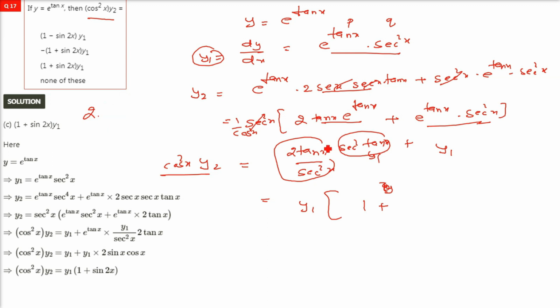So 2 tan x will be sine by cos, and cos square if it goes, sec square if it goes up, it is cos square. So you can just cancel this. 2 sin theta cos theta is sine 2 theta. So it will be sine 2x. So you can write it as sine 2x. You have y2 cos square x is required on the left, so right will be y1 into 1 plus sine 2x, that we have as an option C in this particular question.